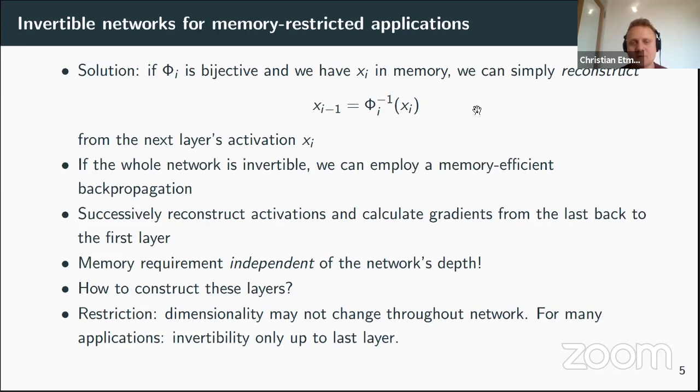And the question is now, of course, how can we actually construct these types of layers? So one thing we always need to keep in mind with invertible networks is that the dimensionality may not change throughout the network. And what's done in practice, for example, is that the whole network is made invertible somehow up to the last layer, maybe. So if you have a classification network, it's going to be invertible from the image to the final layers activations. So we have an invertible feature extractor, and then we have a small layer which maps to the classes, for example, in a classification case.